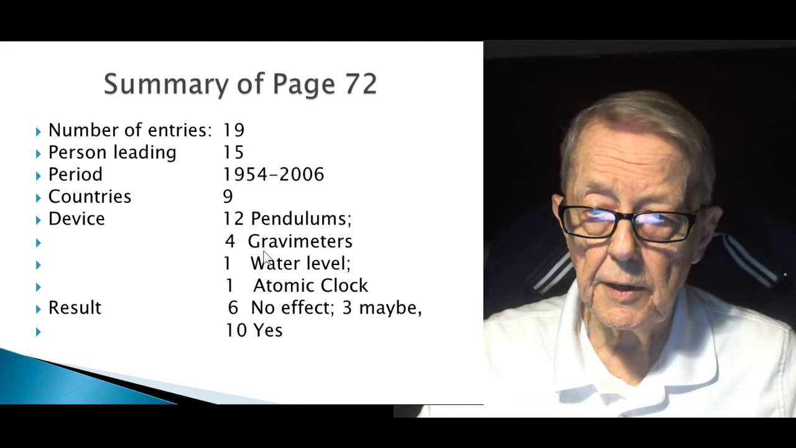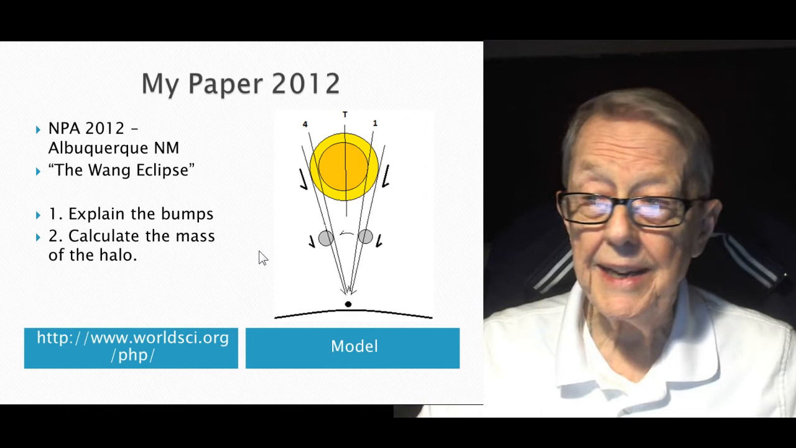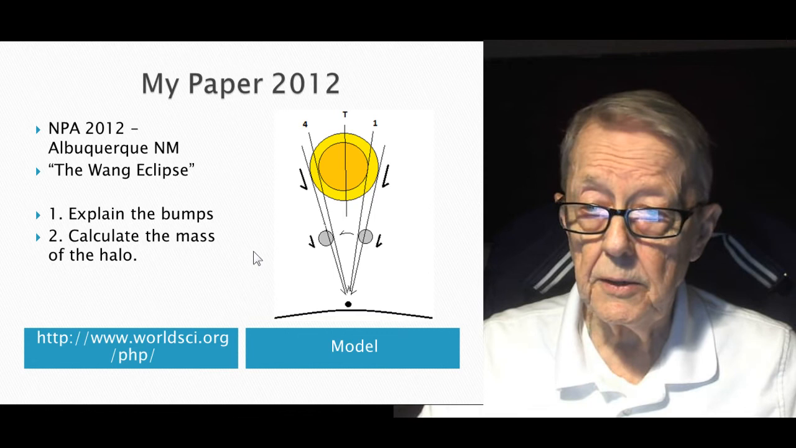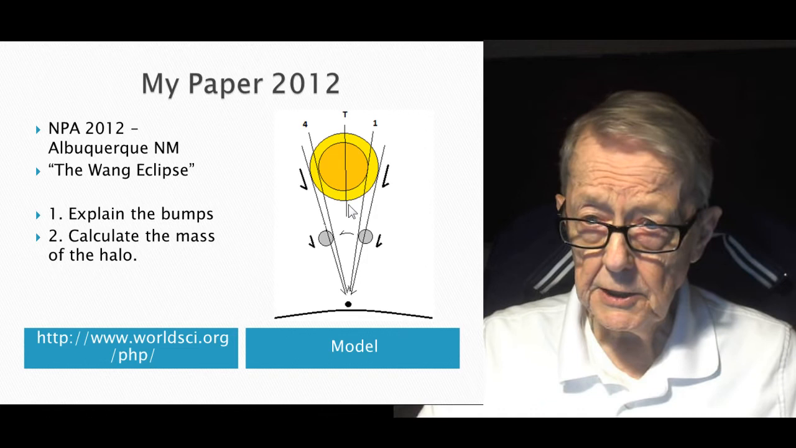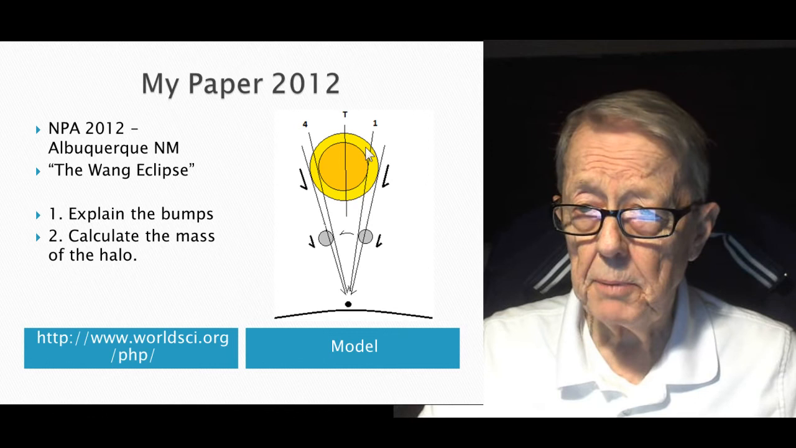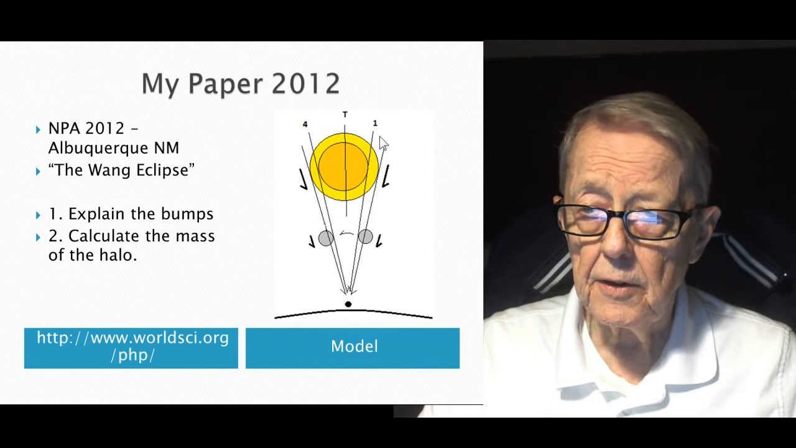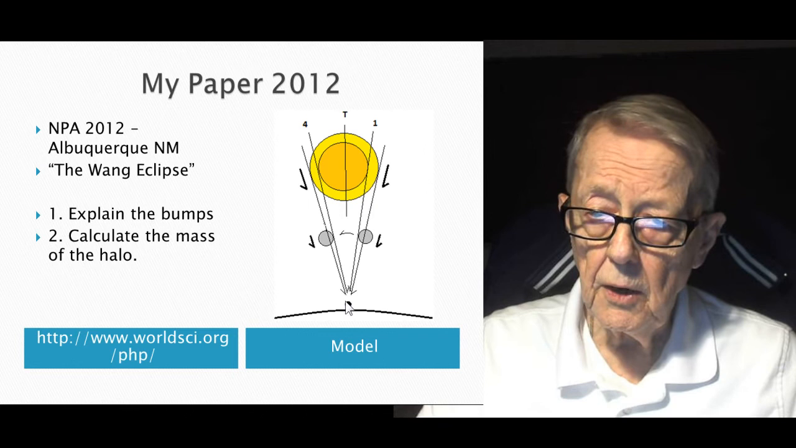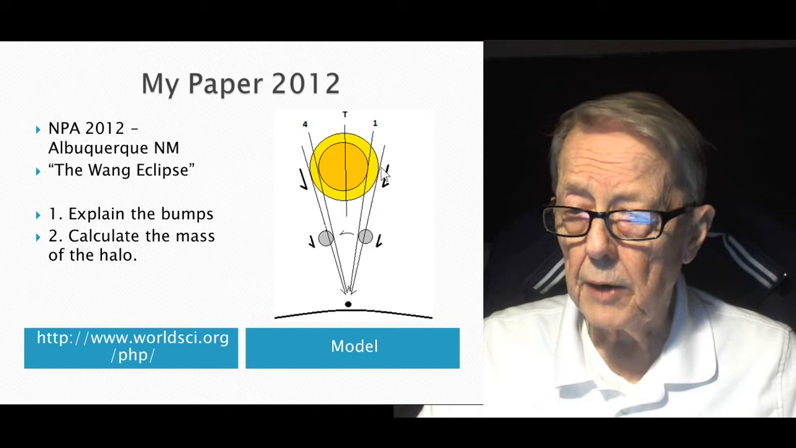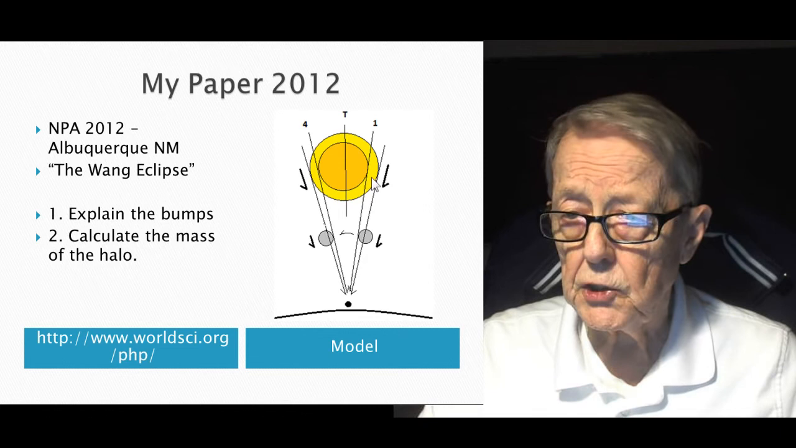Well, in 2012, at the NPA, that was back when we had the NPA, I wrote a paper on the Wang eclipse, and I used the Allais anomaly as a reference during that. And this is a drawing from that paper. What I suggested is that you might be able to explain the bumps because people ignore the corona or the halo of the eclipse. What I suggested at that time was that there's shielding through the corona and the halo through the moon, which reduces the amount of force, which may appear before the first contact, although this shows first contact.